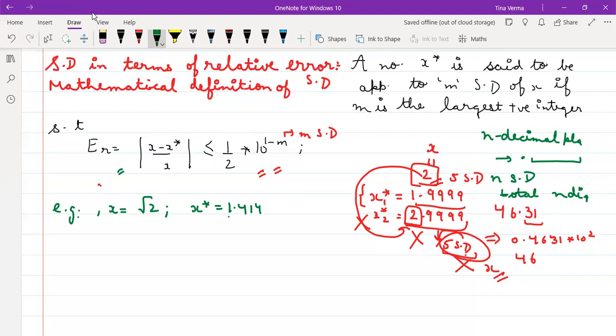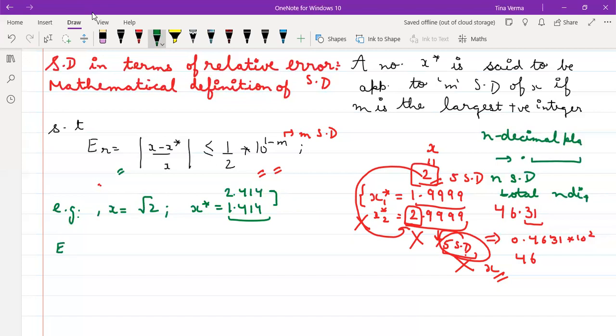You cannot just look at it and say that it has 5 digits. Otherwise I could also write the number as 2.414, and you would say it has 4 digits in common. But no, you can't say that, because the total number of significant digits is no doubt 4 here. But how many significant digits does x star have corresponding to √2? Is it clear? So how will you check?